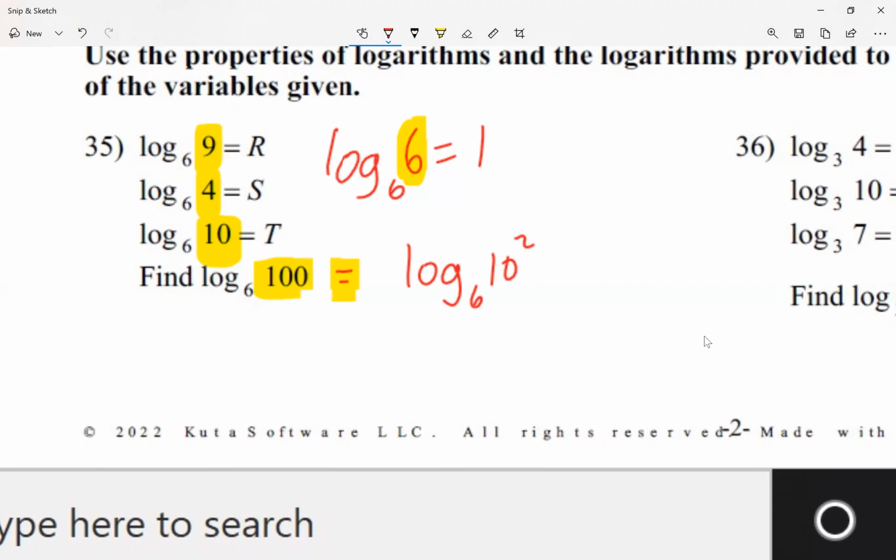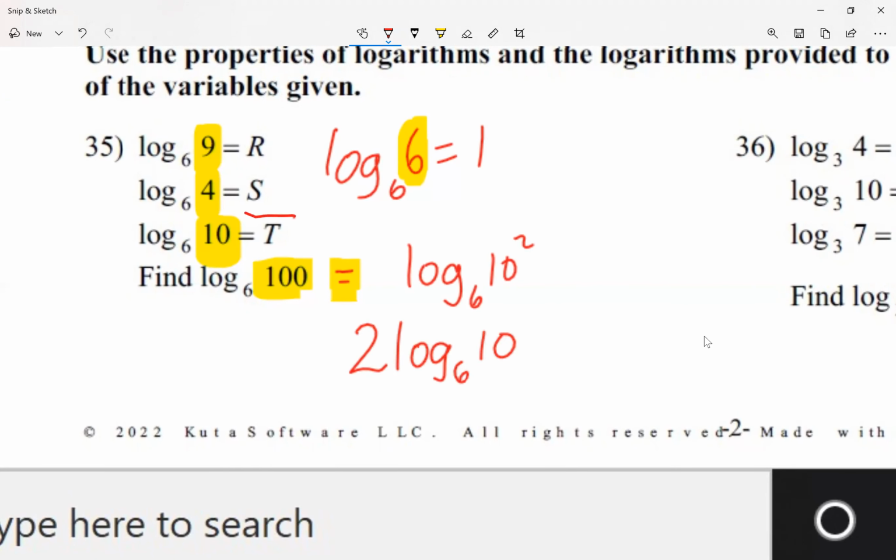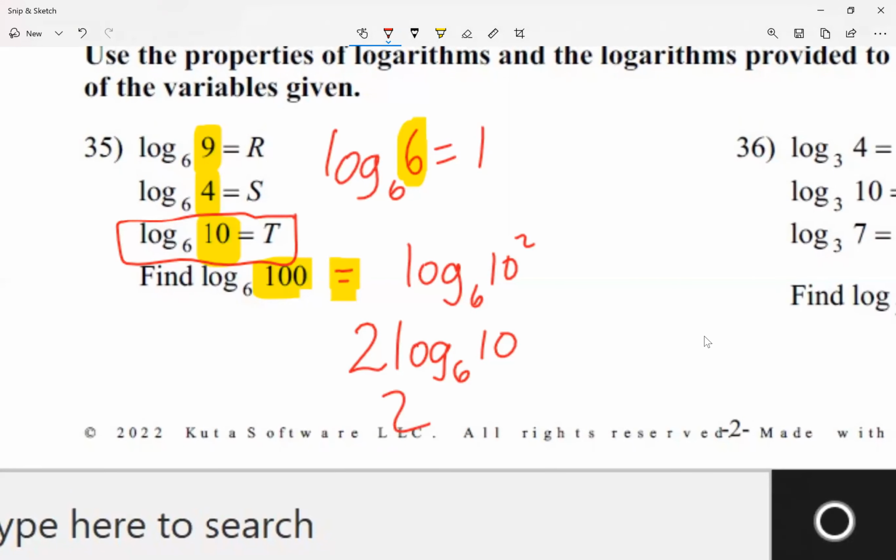Now we learn that when there's an exponent, I just bring it to the front. So this is going to be equal to 2 log base 6 of 10. And I know the log base 6 of 10, I'm going to say that is equal to t. So I'm just going to write this as 2t. That's going to be my answer. Don't forget to capitalize the t. I want you guys to be able to use this. We're going to play with these formulas because I want to make sure you guys know how to expand and condense logarithms.